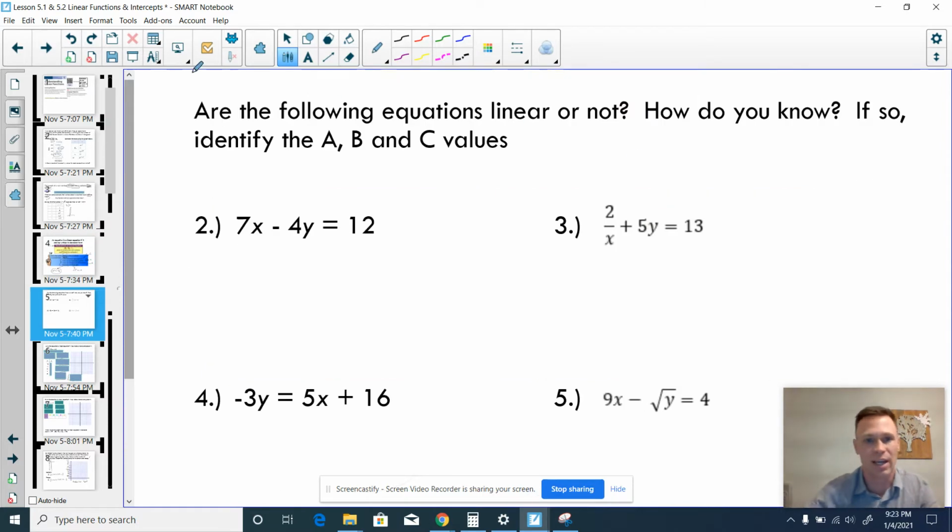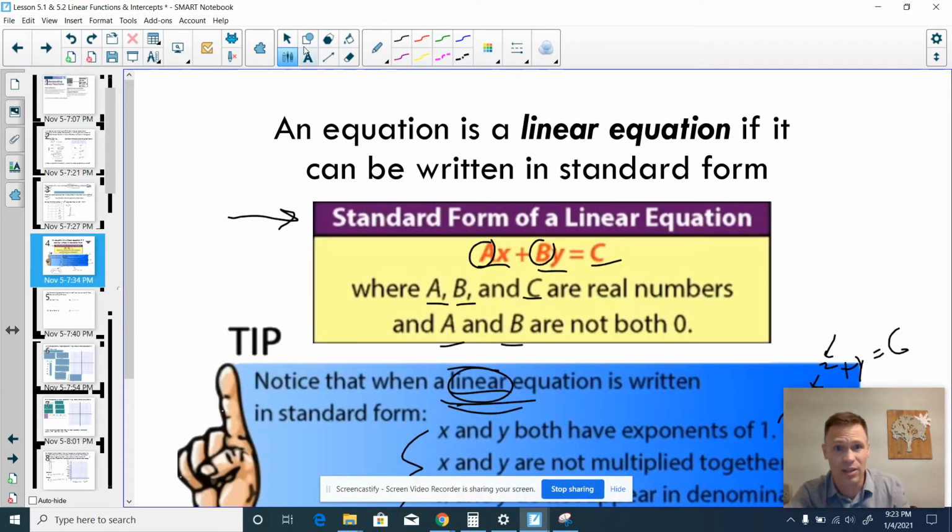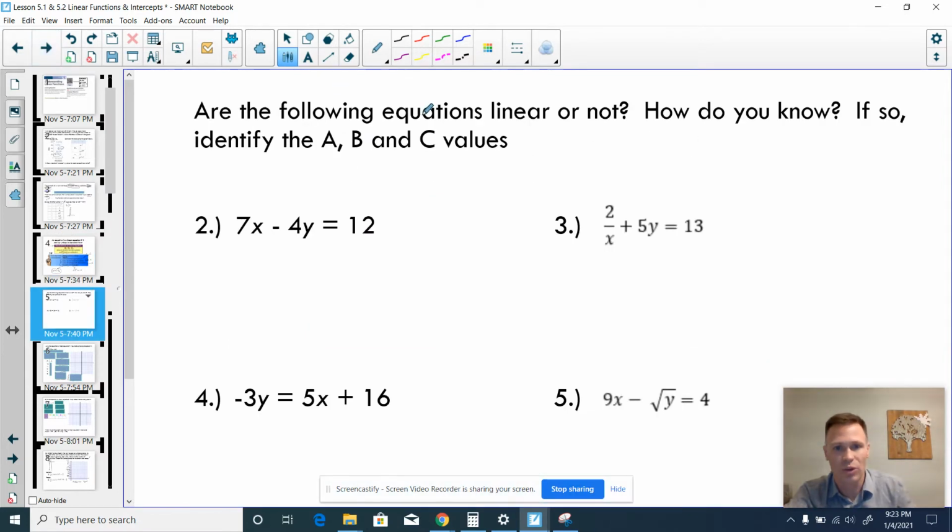So let's test that out. Are the following equations linear or not? How do you know? If so, identify the a, b, and c values. Now, the a, b, and c values here, going back to this, are the coefficients on x and y and the standalone number, okay? That's what the a, b, and c values are. So I'm going to just rewrite this, ax plus by equals c.